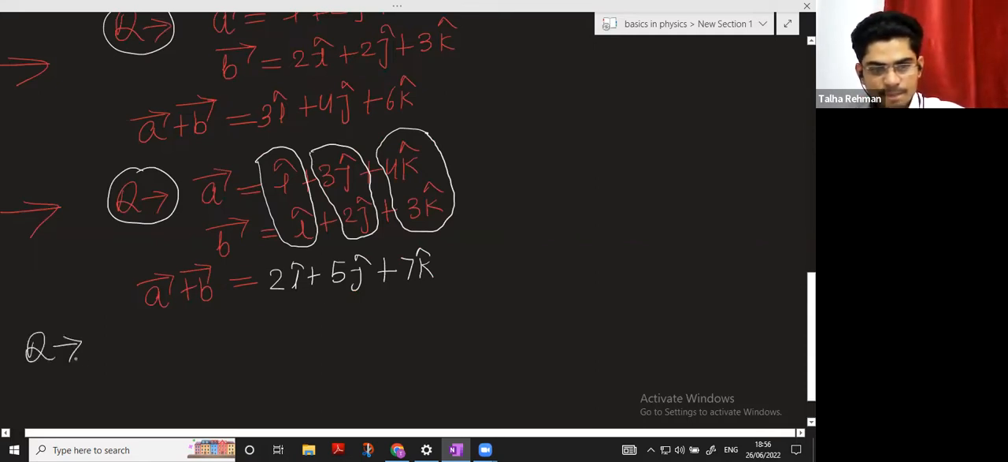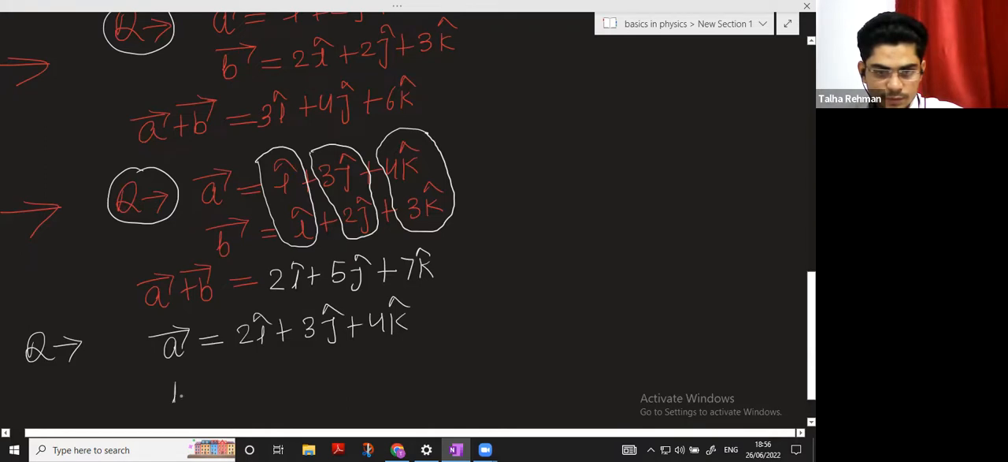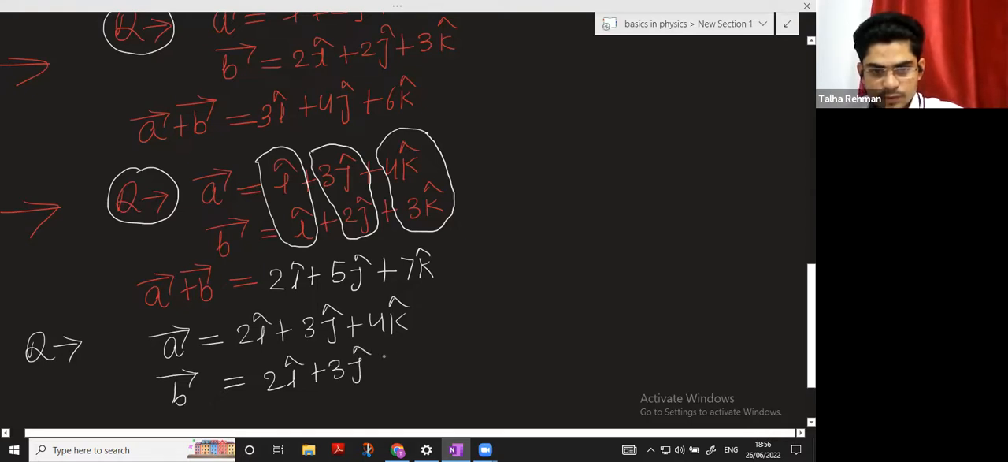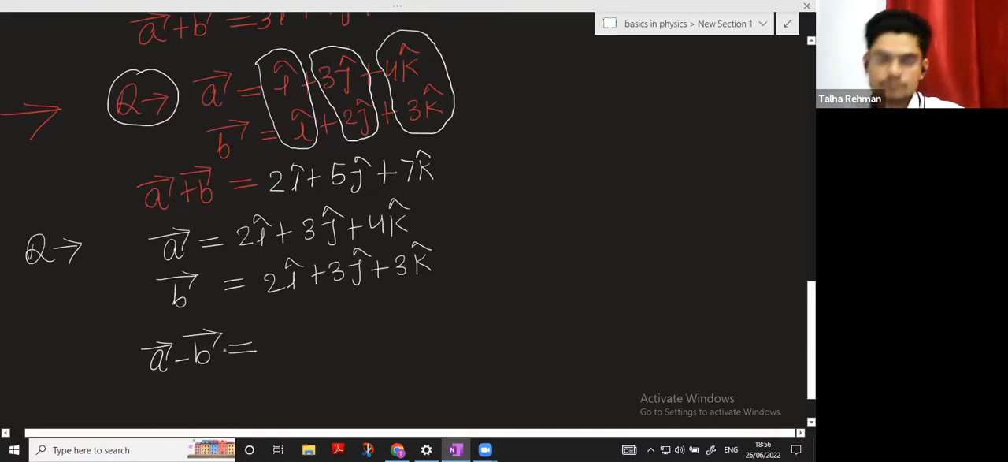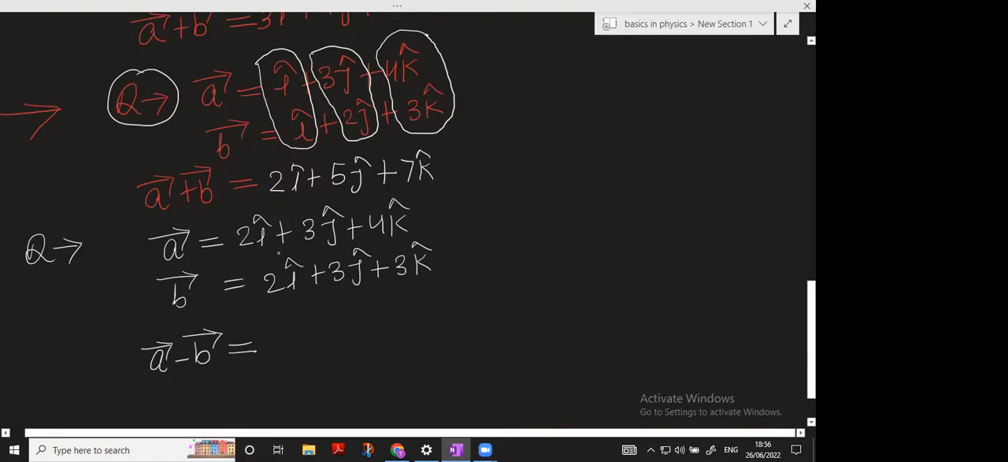One more question. I am taking a vector a equal to 2i plus 3j plus 4k, and b equal to 2i plus 3j plus 3k, and we have to find a minus b. Now can we solve it? Yes, sir.